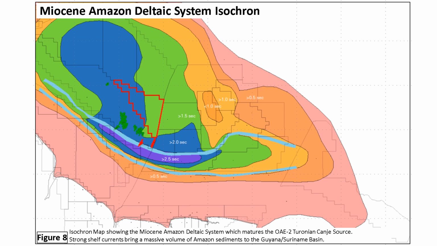We would also suggest that the gas associated with some of the recent discoveries is from the maturity from this overburden. This overburden clearly pushes the Turonian Canje OE2 source rock into the oil window between 5 and 10 million years ago.